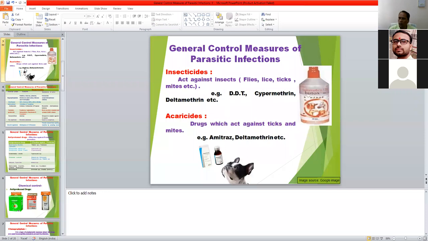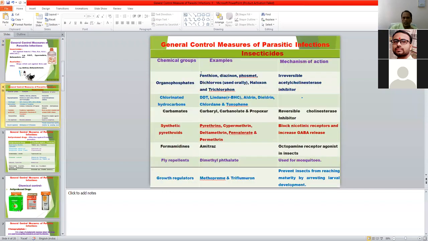The insecticide which acts only on ticks and mites is called an acaricide, a narrower term. Amitraz and deltamethrin are acaricides. An acaricide is a type of insecticide, but it acts only on ticks and mites. Amitraz is another important acaricide to control ticks and mites in various animal species. We have discussed the anthelmintic groups; these are the groups of insecticides: organophosphate, chlorinated hydrocarbon, carbamate, synthetic pyrethroids, formamidines, fly repellents and growth regulators. These are examples of the various groups of insecticides and their mechanisms of action.